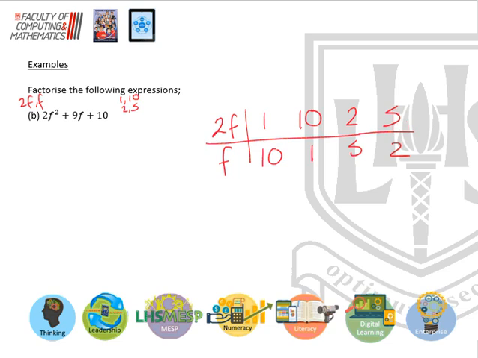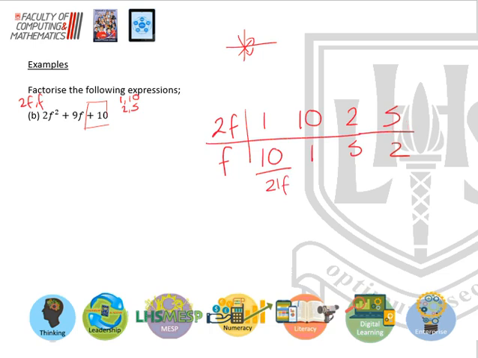Okay, right now they're all positive, so we don't need to worry about it. We're multiplying to positive 10, and that gives you positive 9, so they're all positive. Then we cross multiply, so multiply from there to there, and so on. 2f times 10 is 20f, and f times 1 is 1f, so in total that's 21f. Is that what I'm looking for?